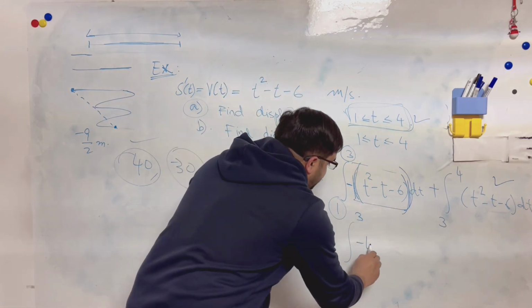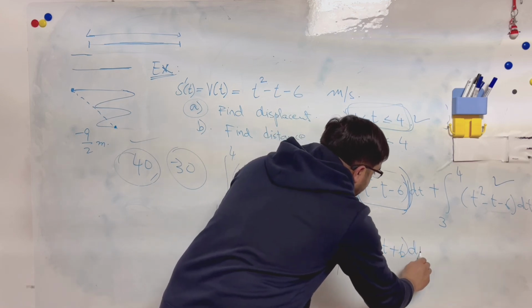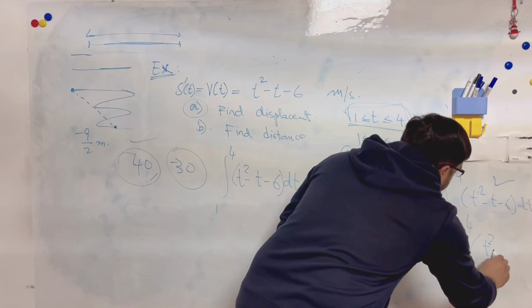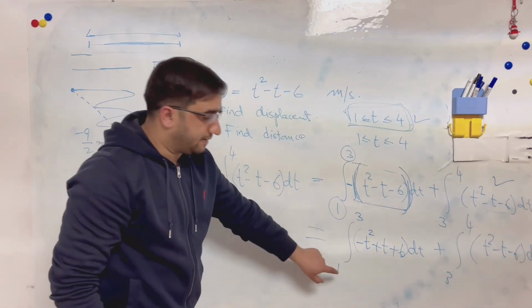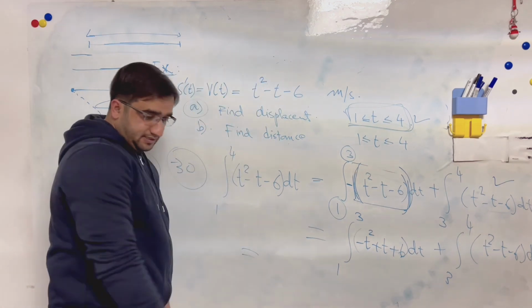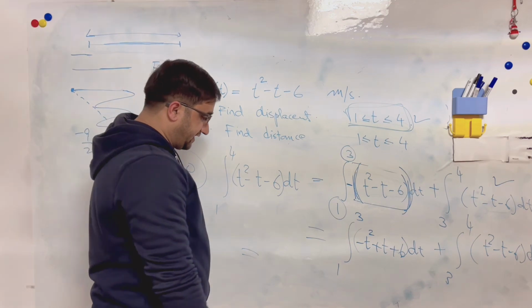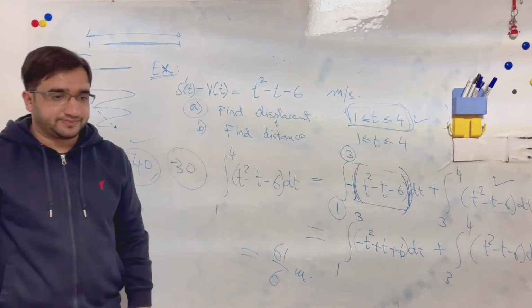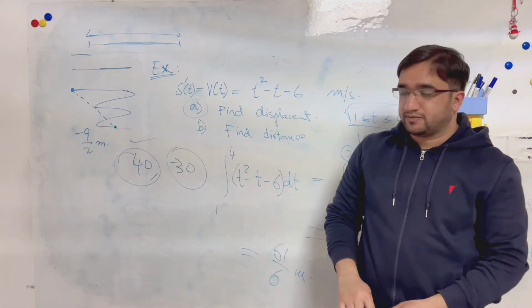It will become integral of minus t square plus t plus 6 dt, plus integral 3 to 4 of t square minus t minus 6 dt. So you have to solve them separately, and the answer will be 61 by 6 meters. This is the total distance traveled by the particle.